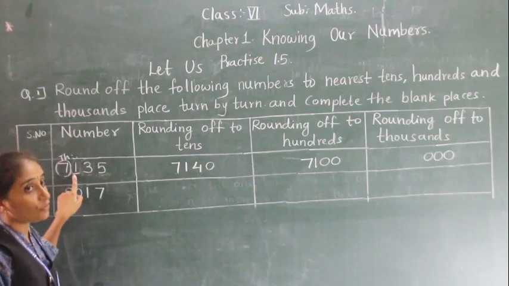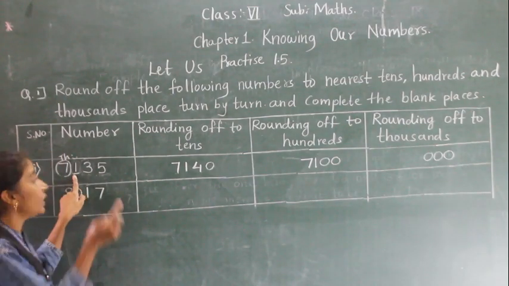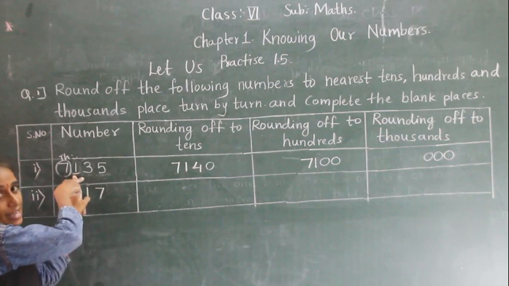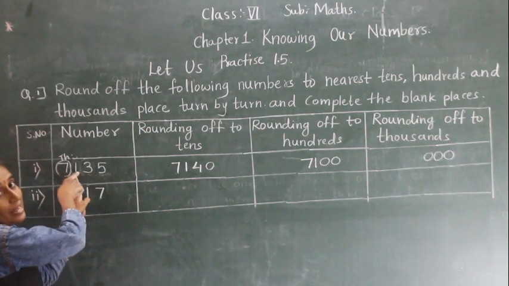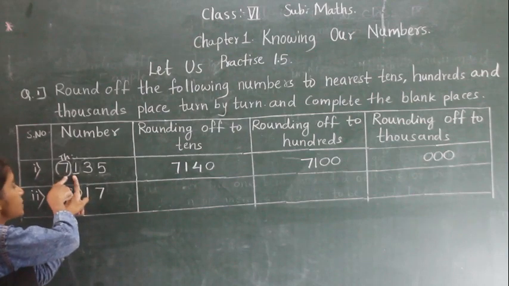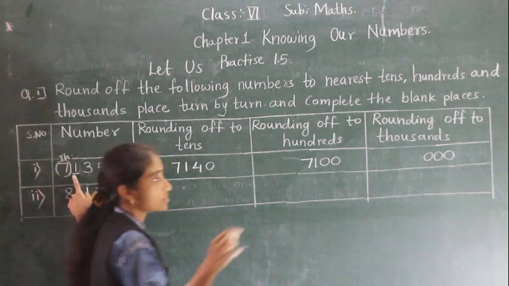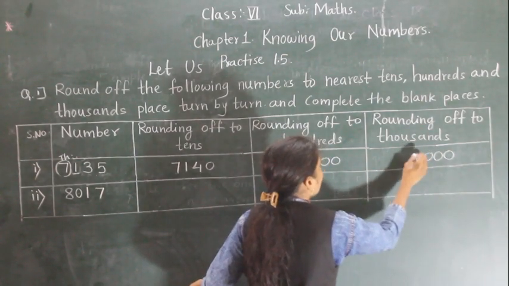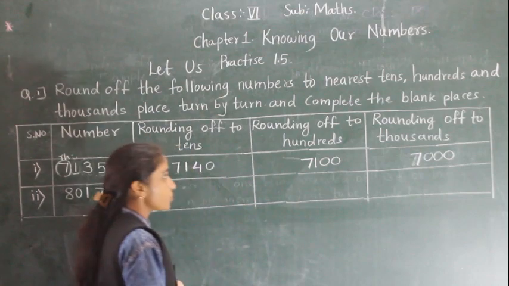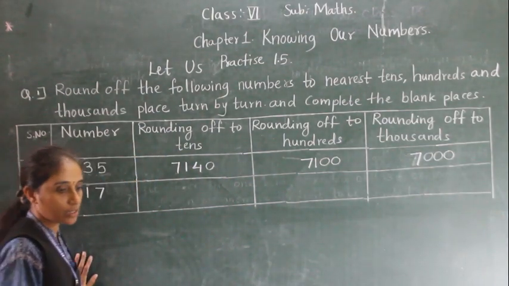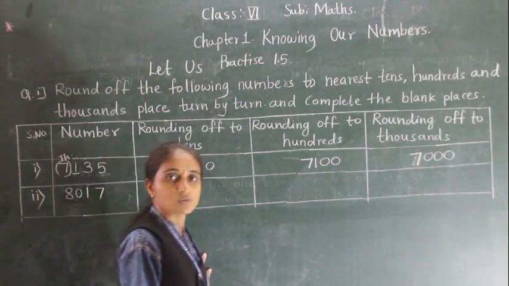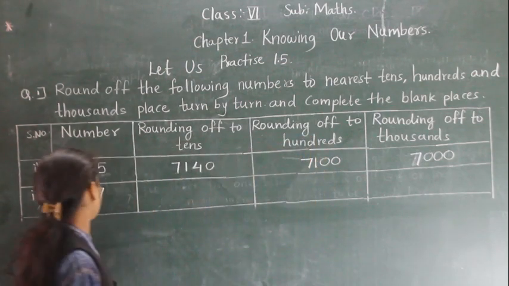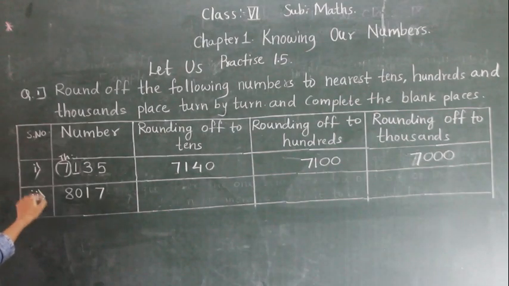If it is 5 or more than 5, then we can add 1 to this. But this digit is less than 5, so this digit will not change. It will stay as it is. So what will it be? 7000. Understood everyone?